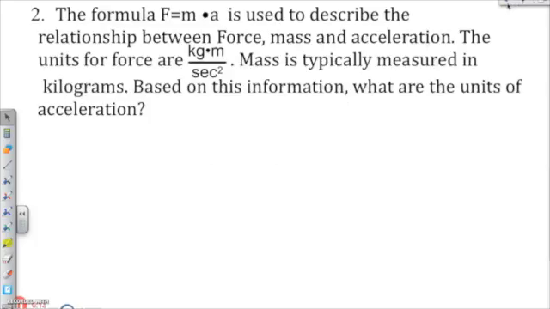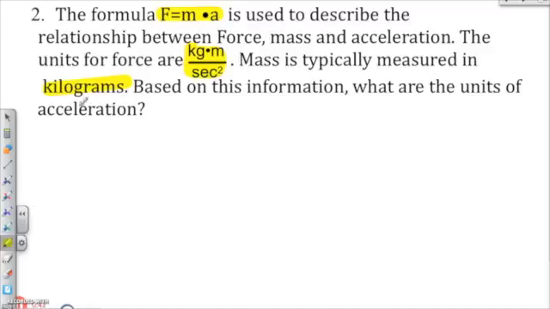You're going to need your application sheet out and we're going to look at problem number 2. And as I read through this, I'm just going to highlight my important information. So the formula F equals m times a is used to describe the relationship between force, mass, and acceleration. Now we're given that the units for force are kilograms times meters over seconds squared. Now mass is typically measured in kilograms. Based on this information, what are the units of acceleration?